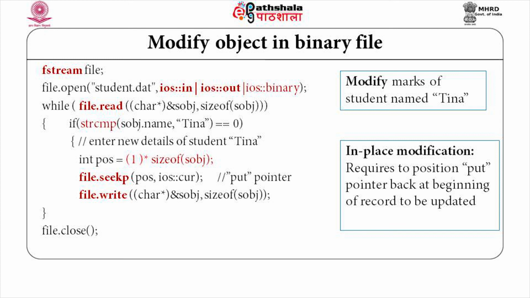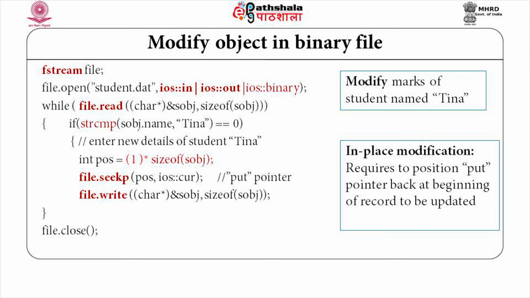So, the position of the put pointer is to be set from the current position 48 bytes in the backward direction. For that we have used file.seekp(position), which is -48 from the current position, and at that position we are writing the record back. So, this is how we can modify the object. After modifying the object, either we can break the loop if there are no more Tina, or we can continue, but we will not find Tina. So, it is better we say break here.